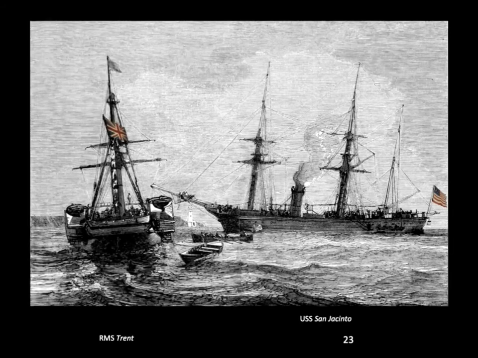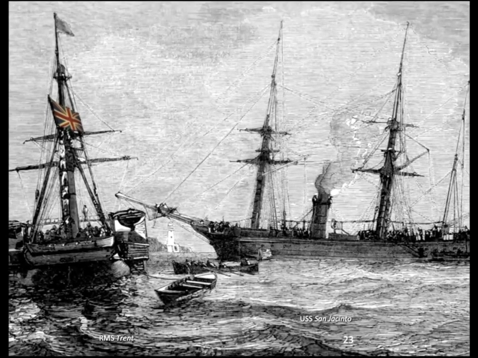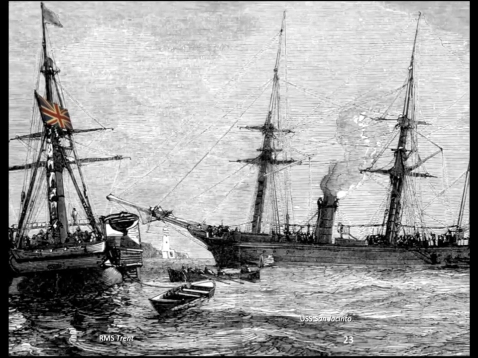The spark that kindled that great flame came on November 7th, 1861, when the US warship San Jacinto fired upon the British Royal Mail steamship Trent in international waters. A detachment of US Marines boarded the Trent and seized 4 Southern agents, including the Confederate diplomats James Mason and John Slidell.